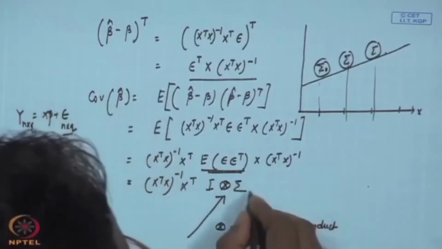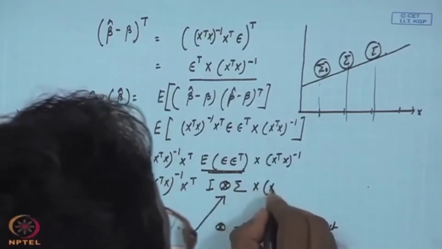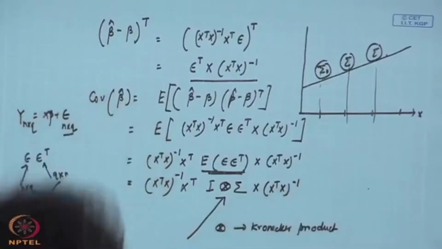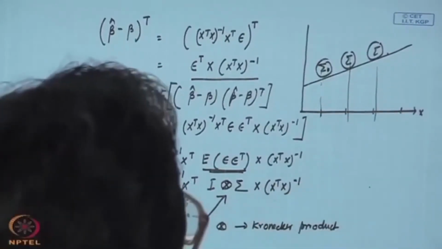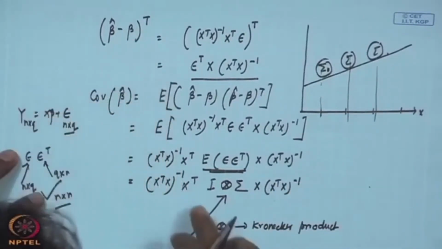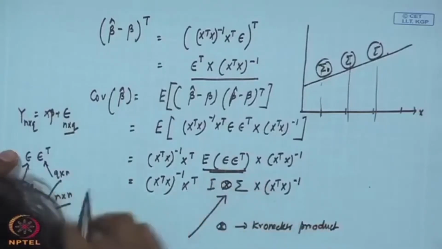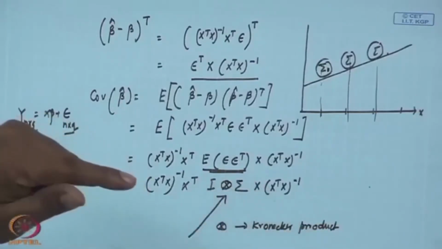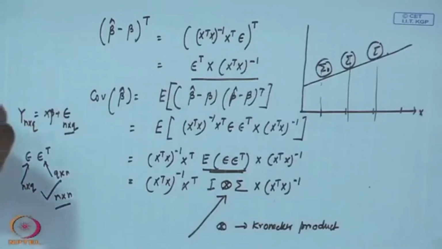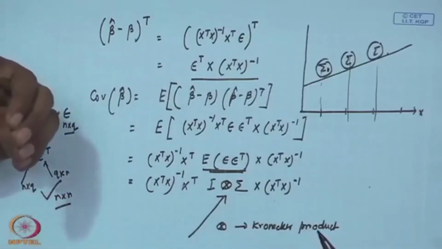Kronecker product. So, into x transpose x inverse, this will be the case. Now, why is this n cross n? For every dependent variable, for y1 n cross n, for y2 again n cross n, for y3 n cross n, for yq n cross n.